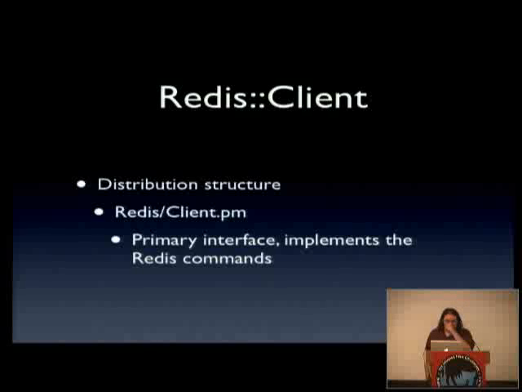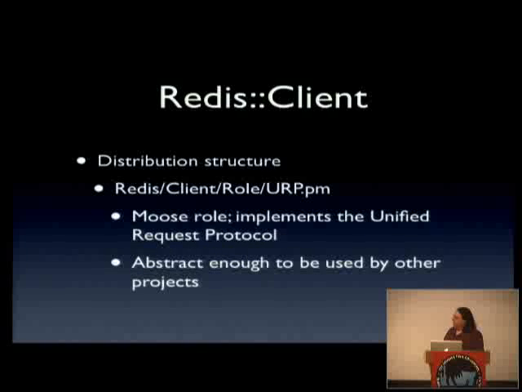So let's take a look at what Redis::Client does and how the distribution is set up. The main module is Redis/Client.pm. This is the primary interface that you'll talk to get your Redis connection set up, and it also implements all of the 100 and some odd Redis commands.